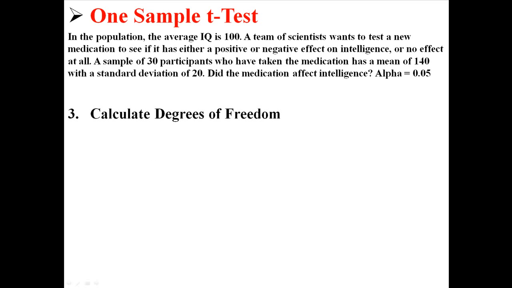Now we're going to calculate the degrees of freedom. Calculating the degrees of freedom for a t-test is just n minus 1, same thing as it was before. We have 30 participants, minus 1 is 29, so this t-test has 29 degrees of freedom. This has an effect on what critical value we use, which is going to be coming up in just a bit. Step 4 is to state the decision rule.